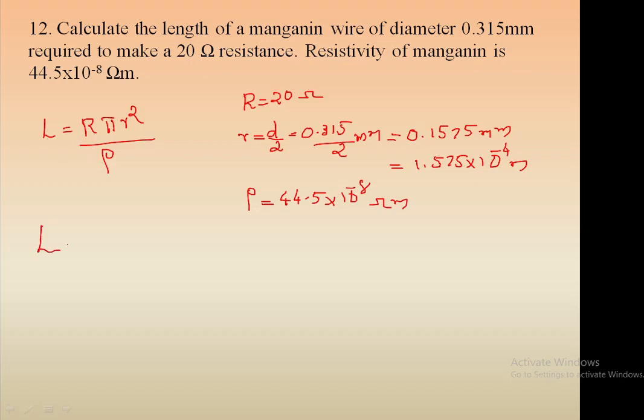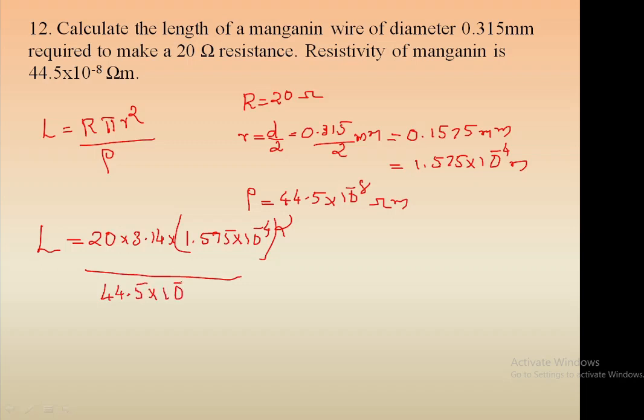That is L is equal to resistance 20 ohm, 3.14, radius square, that is 1.575 × 10^-4 whole square, divided by the resistivity, that is 44.5 × 10^-8. So you can complete the calculation.